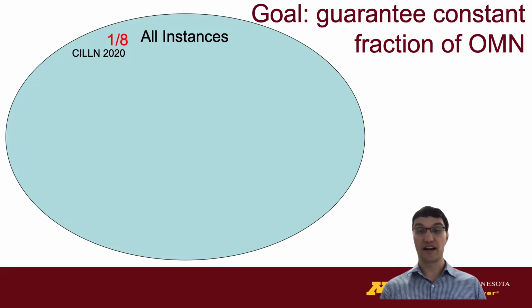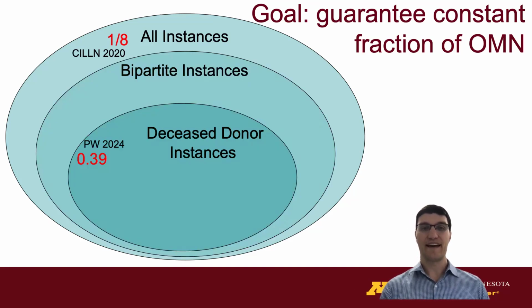And we're not the first to study this model or this question. So in particular, there was a paper from WINE 2020 that showed that no matter what the instance is, no matter what your reward rates are, et cetera, you can always design an algorithm that gets at least 1/8 of this omniscient benchmark. Now, most subsequent work has actually focused on special cases of this problem with additional structure. So for example, you might assume that the instance is bipartite.